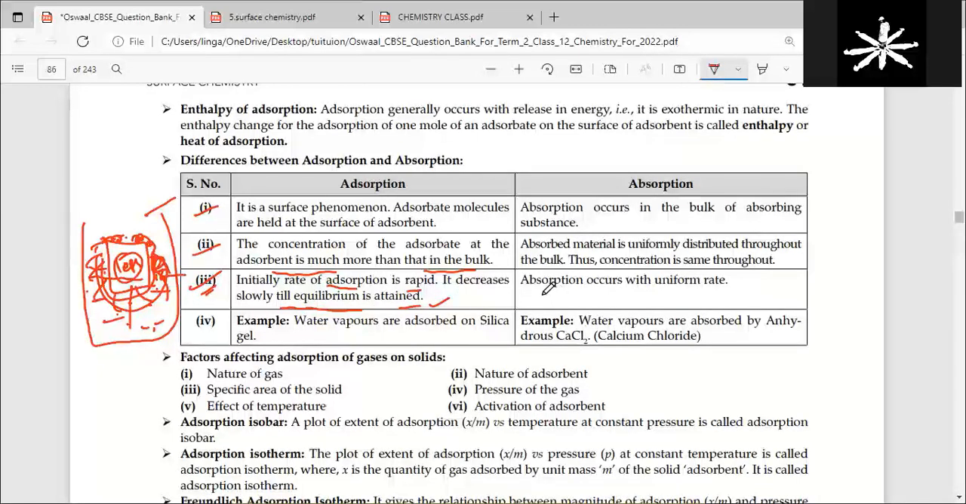But in case of absorption, it occurs with uniform rate. If I take one sponge, on the surface area and inside, it is uniformly mixing. Then example here, water vapors are adsorbed on silica gel. Here water vapors are absorbed by anhydrous calcium chloride. These are the examples given. Okay, up to this table clear? Yes, sir.